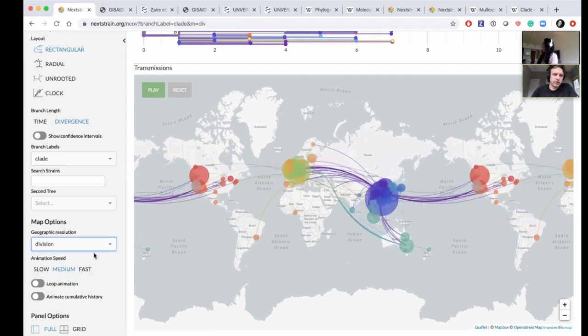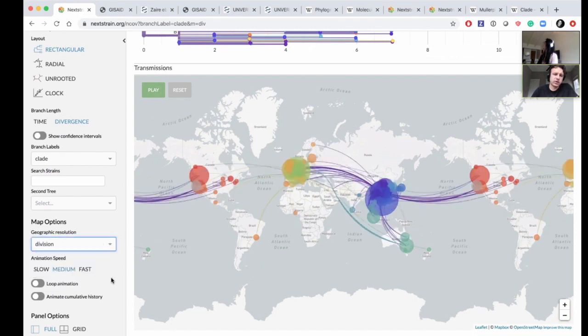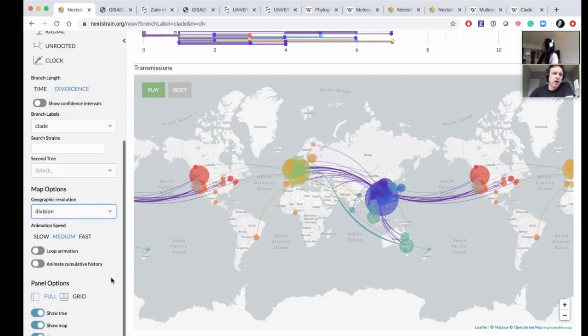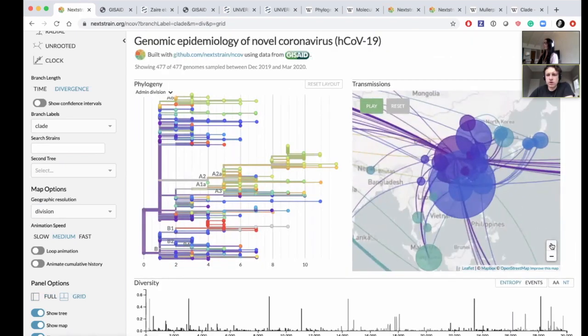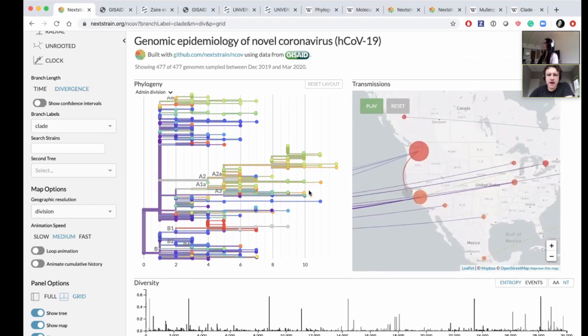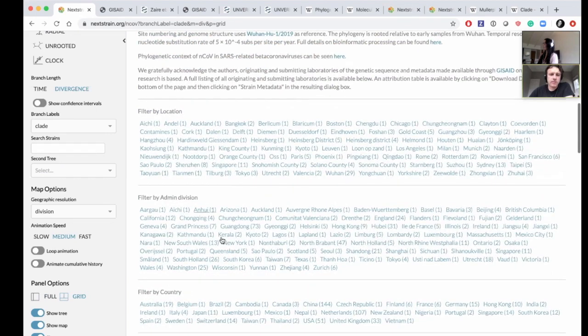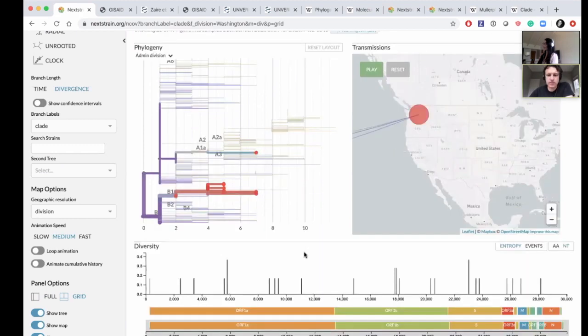Also, we can color by division. And we can also color by location, or show by location, and that can again zoom in. In that case, it'll put the U.S. cities, right, rather than if we go to division, it'll put it at the state level in the U.S., and otherwise it can put it at the city as well. And then we do have a grid option. If you want to look at these things side by side, you can zoom in on an area, maybe subset the tree just to Washington, and then take a screenshot. Something that facilitates that kind of sharing.